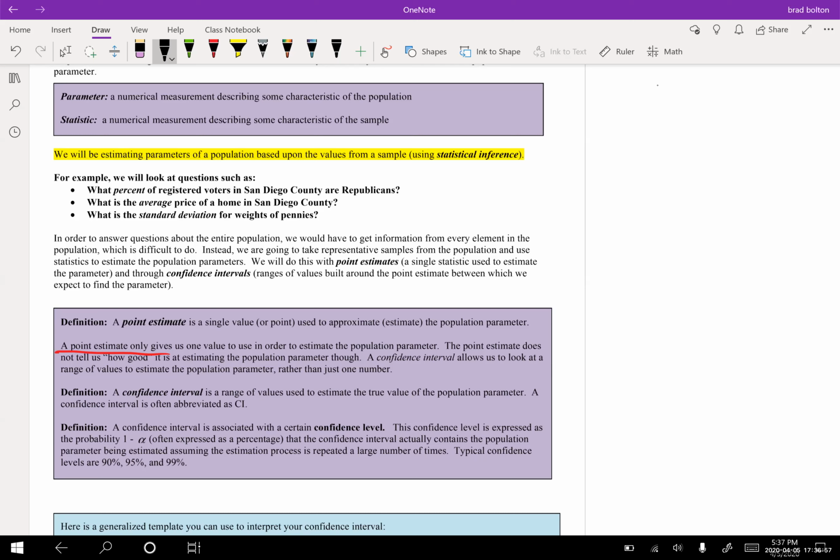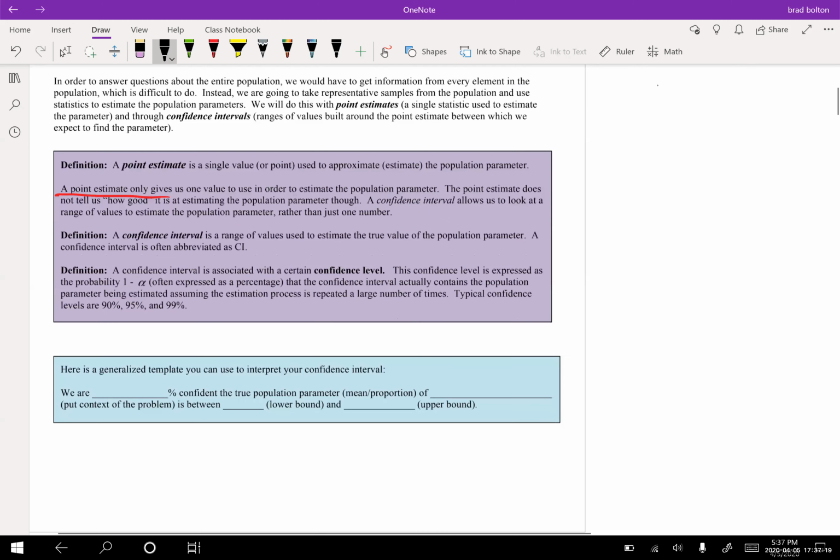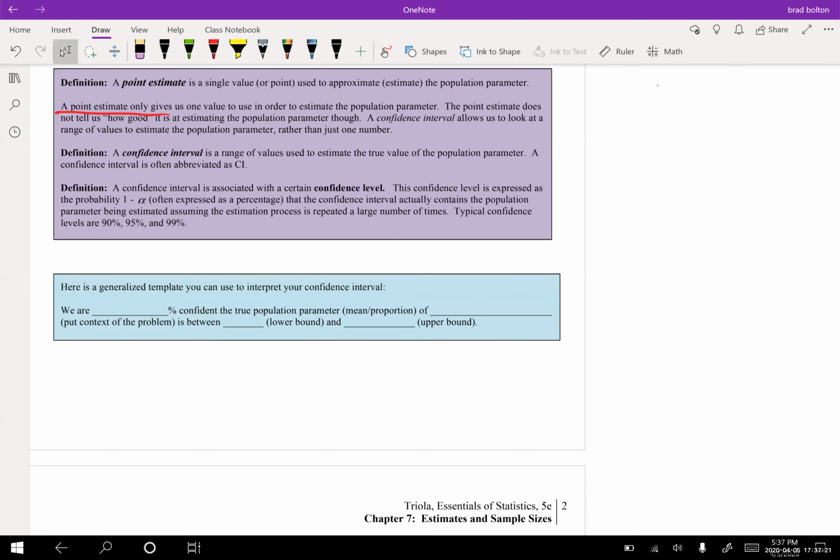A confidence interval allows us to look at a range of values to estimate a population parameter rather than just one number. The definition of a confidence interval is a range of values used to estimate the true value of the population parameter. A confidence interval is often abbreviated as CI. I'll use that all the time, or I'll also use CL for confidence level. A confidence interval is associated with a certain confidence level.